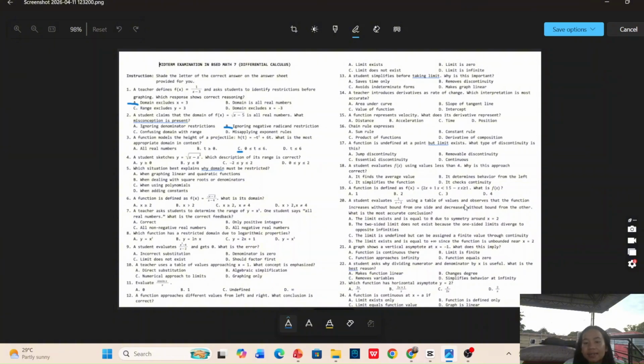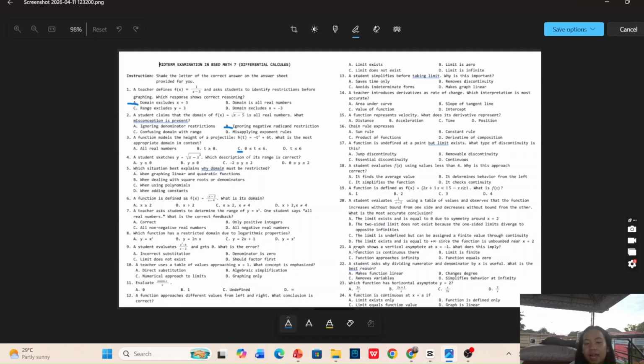Number 20. A student evaluates 1 all over x minus 2 using a table of values and observes that the function increases without bound from one side and decreases without bound from the other. What is the most accurate conclusion? So number 20, the correct answer is letter B. The two-sided limit does not exist because one-sided limits diverge to opposite infinities.